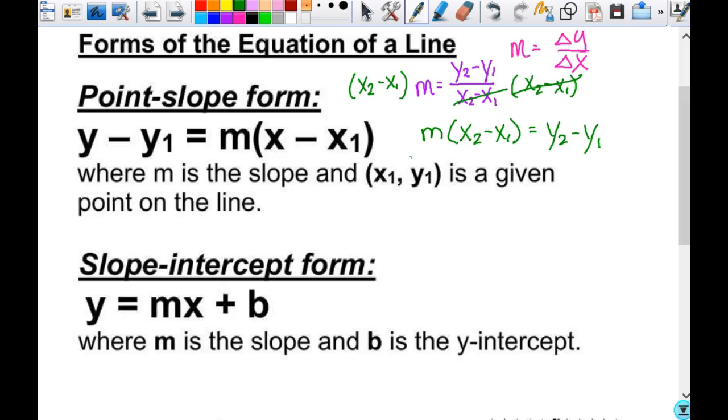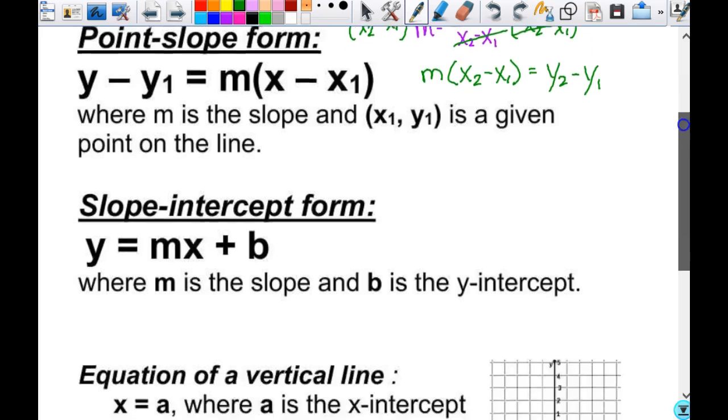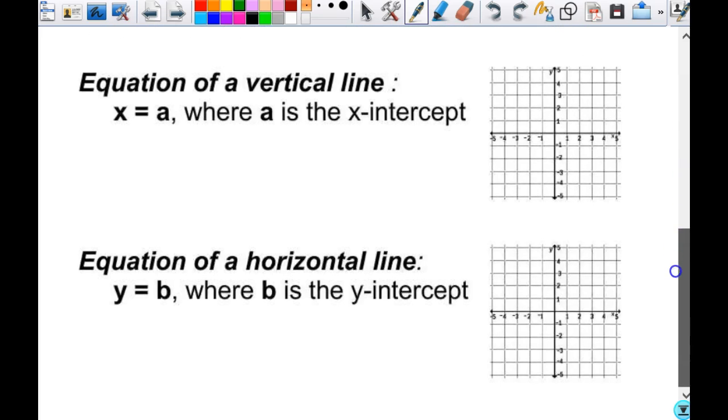But you need to know these. Okay, I know you can tell me y equals mx plus b like that, and that's great, but you need to know what it means to be the point slope form. You need to know y minus y1 equals m times (x minus x1). That is the one you're going to use over and over and over again. And again, I will make you a believer. All right, so equation of a vertical line, x equals a, where a is the x-intercept. Get that?